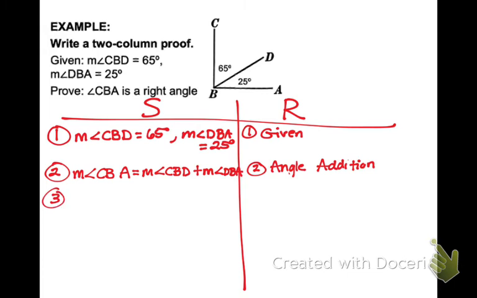So this is going to stay the measure of angle CBA. We are given CBD is 65 degrees. I'm going to substitute that in. We are given the measure of angle DBA is 25 degrees. So I'm going to substitute that in. So we use the substitution property.